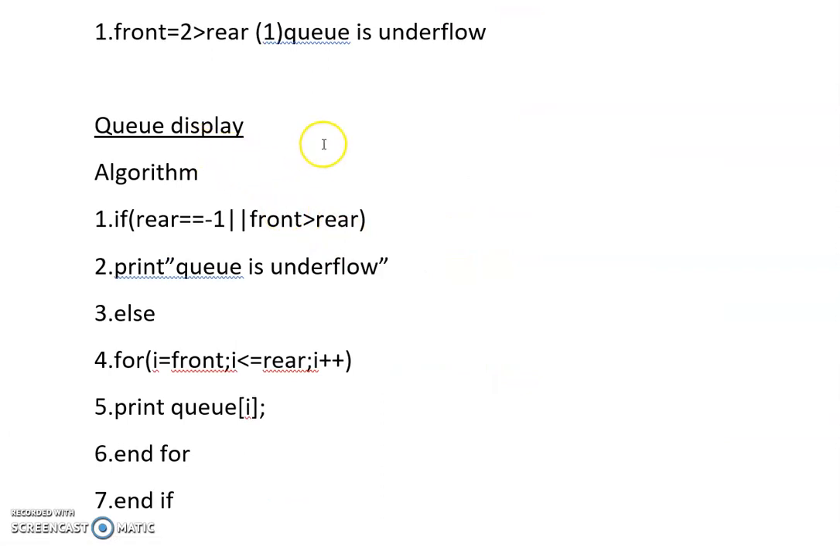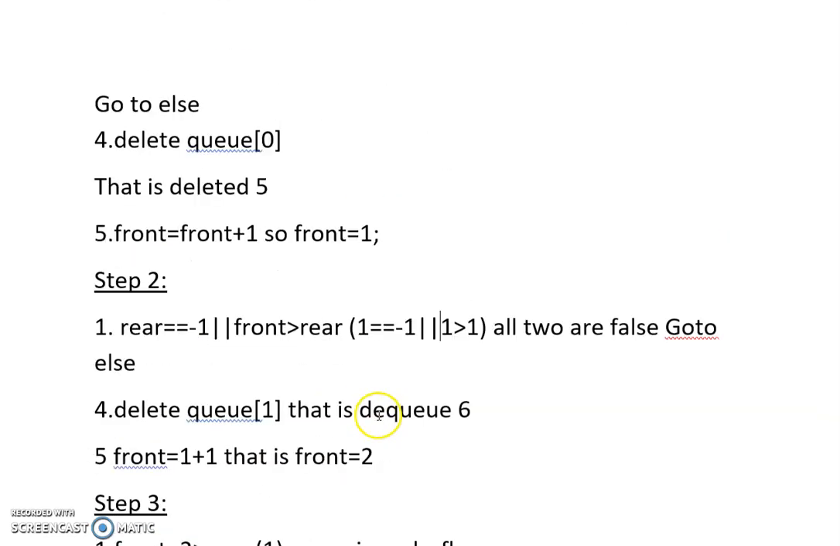Next, queue display operation. How does it work? If rear equal to -1 or front greater than rear, that means it is also the same. If rear equal to -1 means no elements are present. Front greater than rear means all elements have been deleted. That means both say the queue is empty. If queue is empty, queue is underflow. That means no element is present to display. Else, for i equal to front, i less than or equal to rear, i plus plus. That means from front to rear we are displaying elements.